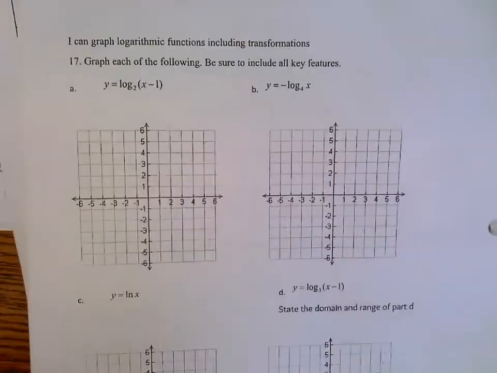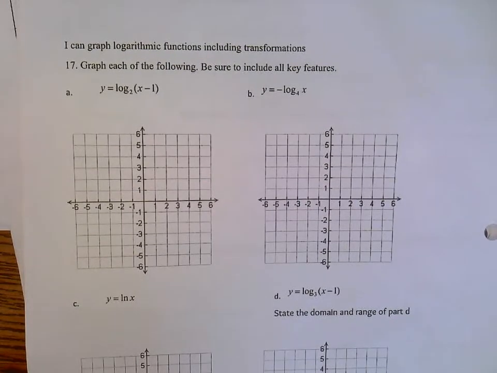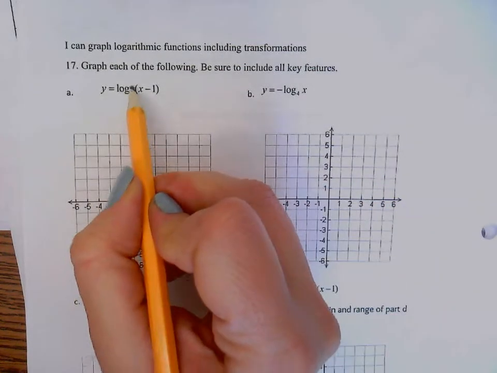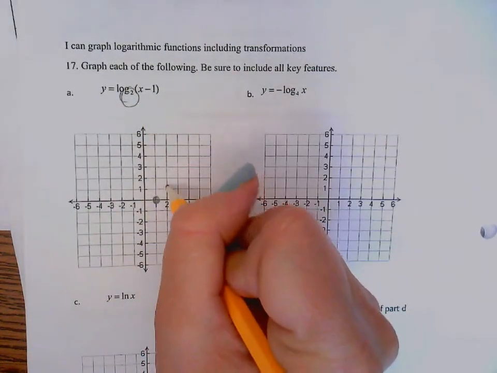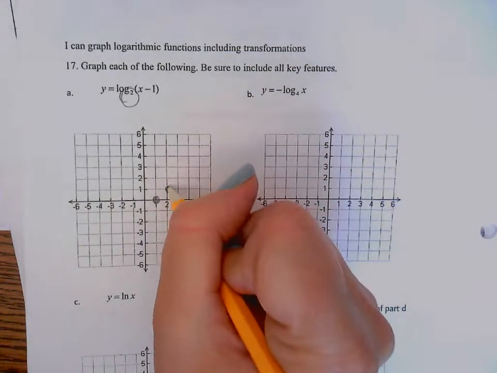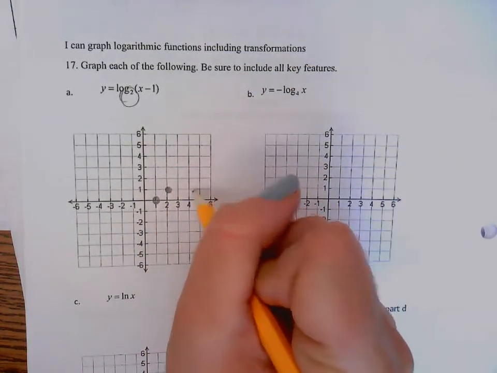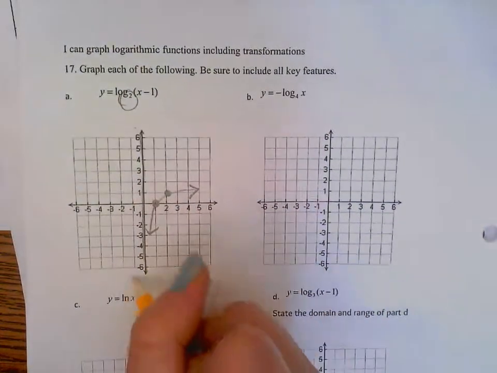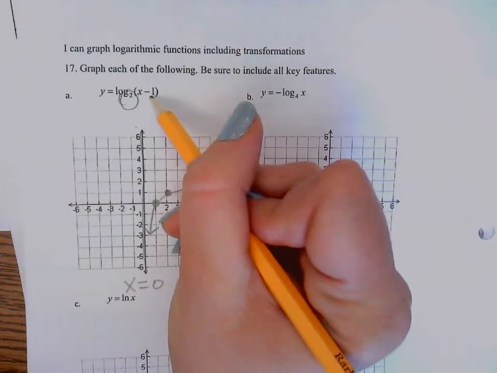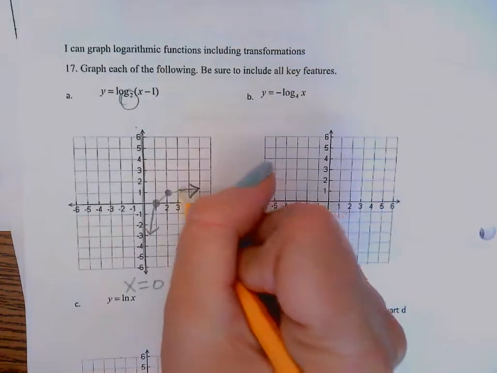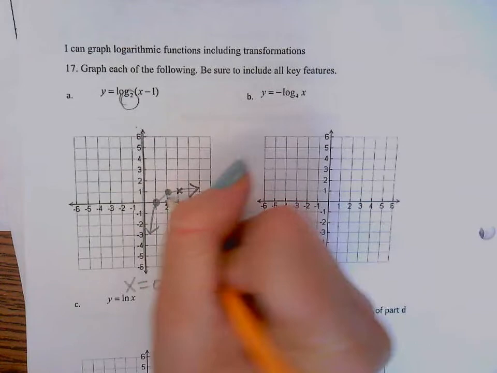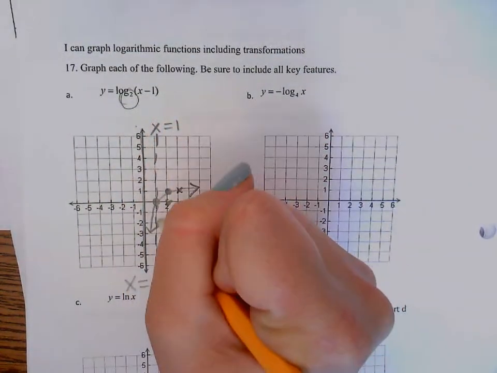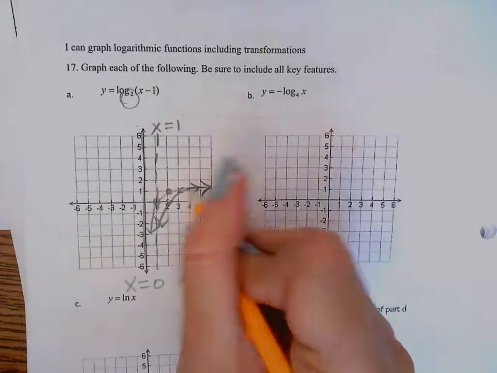All right, 17. So whenever there's a log, it's always going to go through 1 comma 0. If it's a base 2 log, it's going to go over 2 up 1, or over the base up 1, and then it's going to kind of follow down this way towards that vertical asymptote of x equals 0. All this does is shifts everything right 1. So right 1, and my asymptote goes right 1 to x equals 1. So there's my log graph that's been shifted right 1.